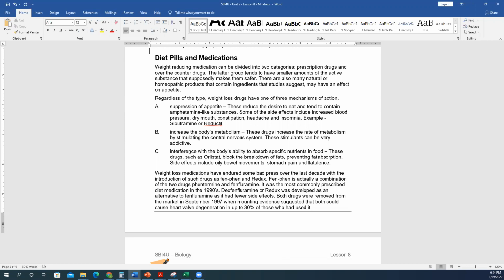Dexfenfluramine, or Redux, is the name. This was developed as an alternative to fenfluramine as it had fewer side effects, but both drugs got removed from the market back in September of 1997, when there was growing evidence suggesting that both of them could cause heart valve degeneration in about 30% of the users. So this was quite serious.